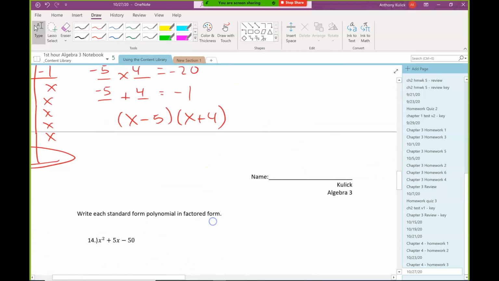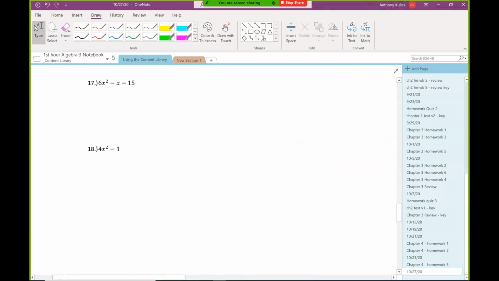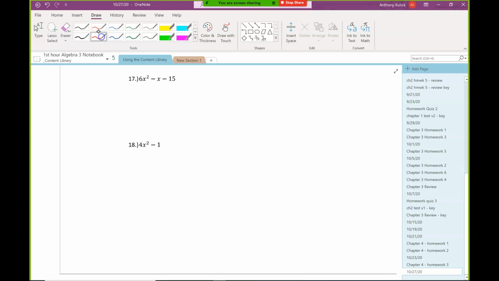Homework 2, number 18. Okay. So this is good because it's kind of the same situation that we just ran into. So notice here that there is no b coefficient. Since there's no regular x, we just have x squared and then a constant. You see that?